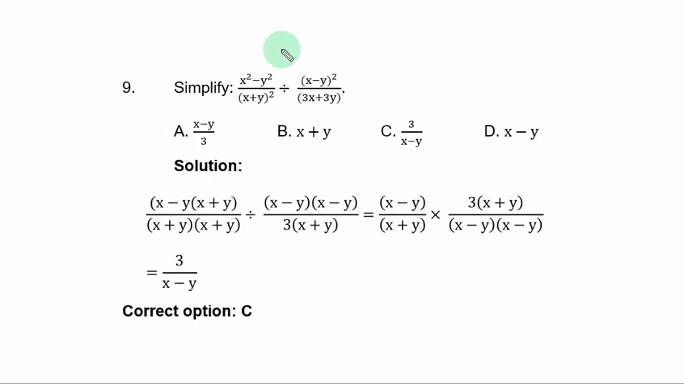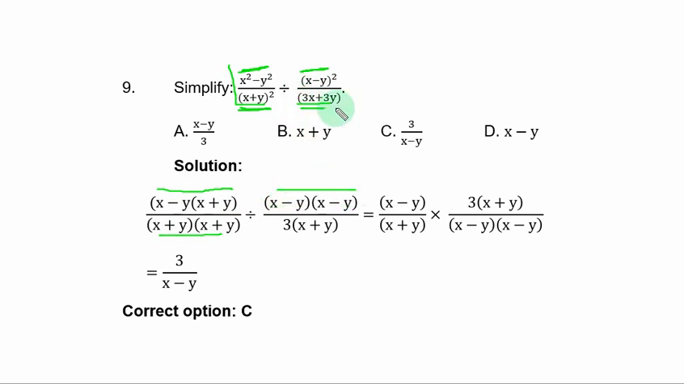Question 9. Simplify S squared minus Y squared over bracket open S plus Y bracket close all squared, divided by bracket open S minus Y bracket close all squared over 3S plus 3Y. This is difference of two squares. When factorized, you have this. Power of 2 means you write this term twice. That is what you have here. Power of 2 means you write this term twice. That is what you have here.